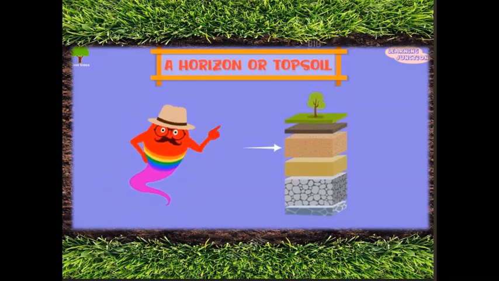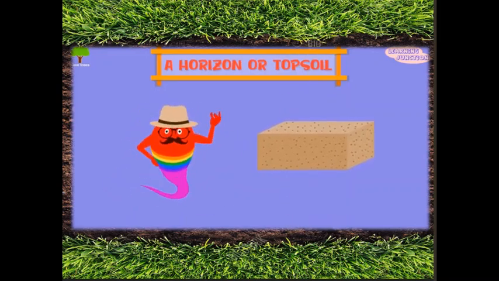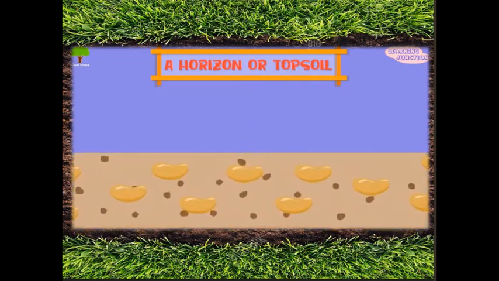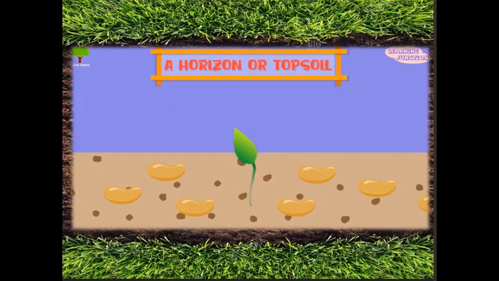A, topsoil. This layer consists of organic matter and decomposed material. The humus or compost makes the topsoil dark brown, porous, and soft to hold enough water and air. That's why in this layer, the seeds germinate and roots of the plants grow.